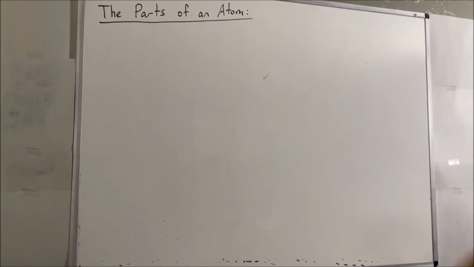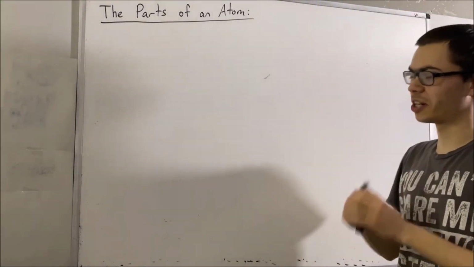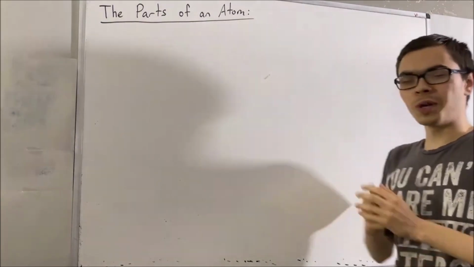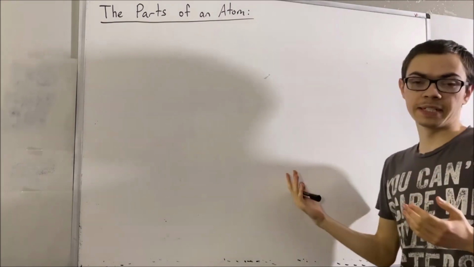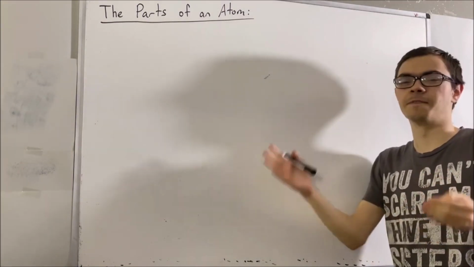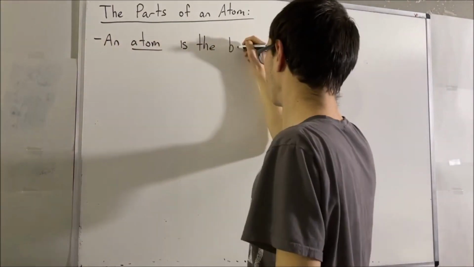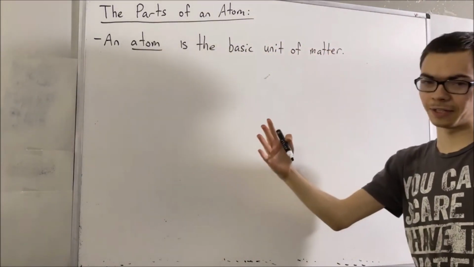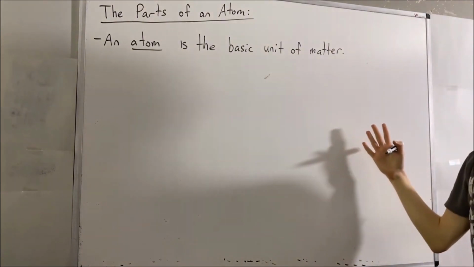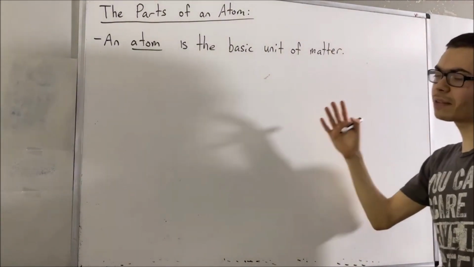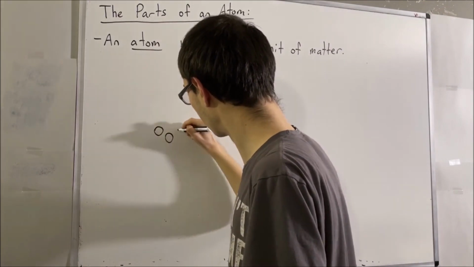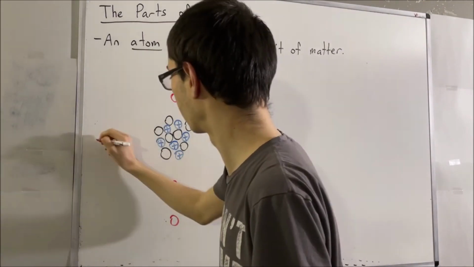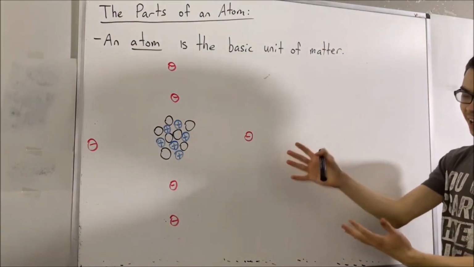Hello! In this video, we're going to talk about atoms and the parts of an atom. So what is an atom? An atom is the basic unit of matter. In other words, it's pretty much the basic building block of matter. And visually speaking, an atom looks something like this. So this is an atom.